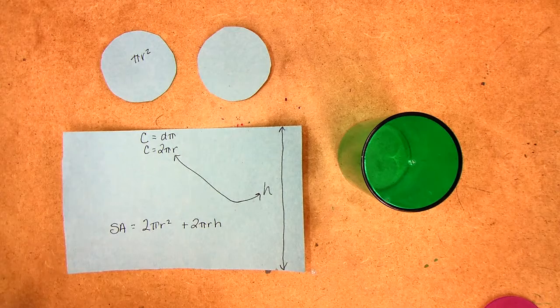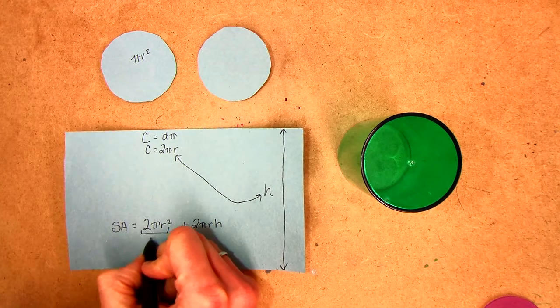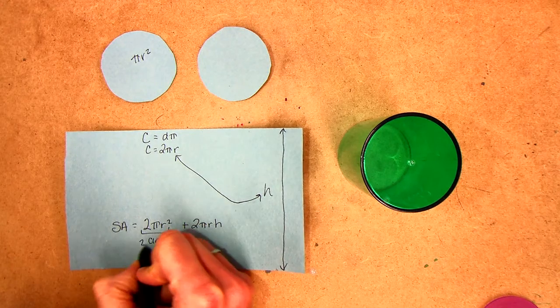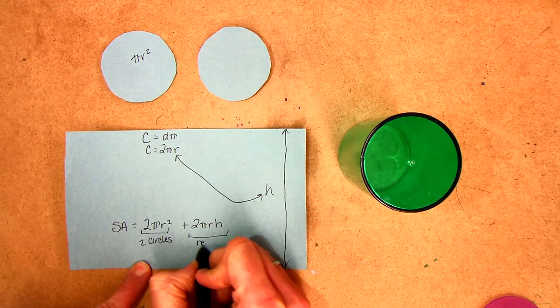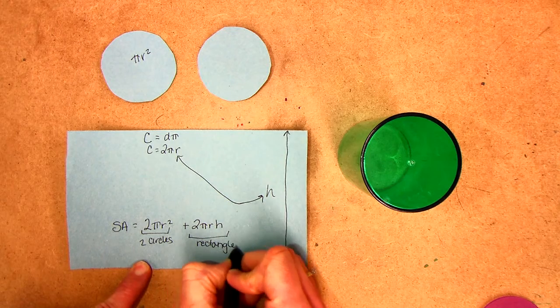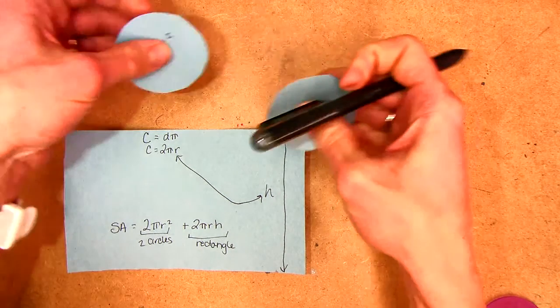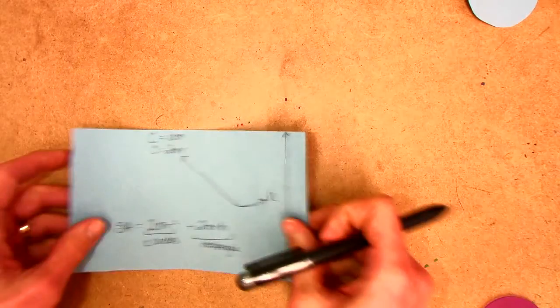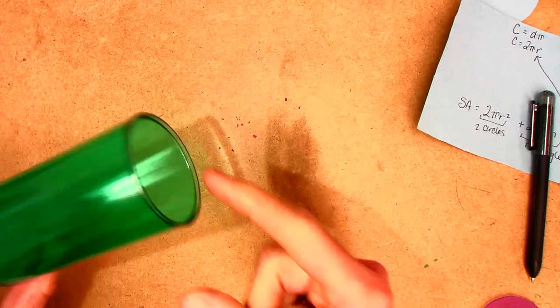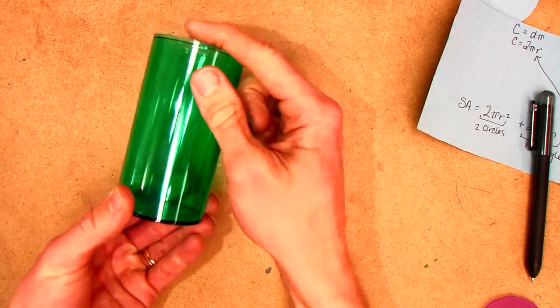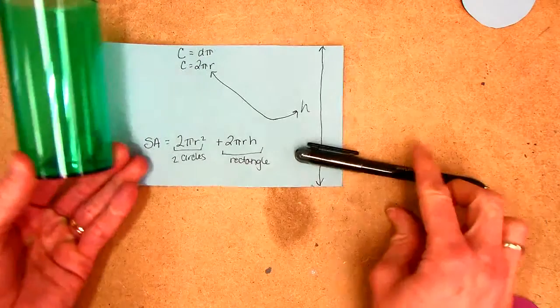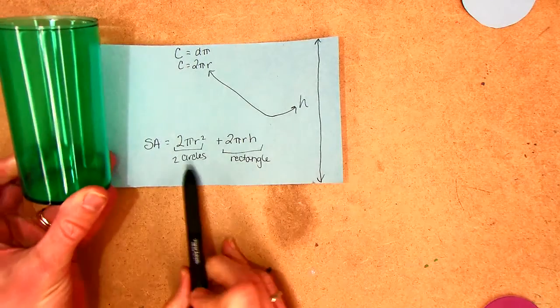So 2 circles and a rectangle. I'm going to point that out because when you get to some word problems, sometimes they talk about that. I know that one example was a waste paper basket. If I had a waste paper basket, it's open on one end, but it's a cylinder. So if I were finding the total surface area, I wouldn't do this 2 because I only have 1 circle. So it's important that you understand it's 2 circles and 1 rectangle.